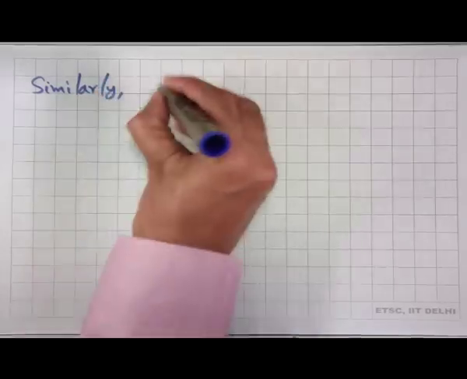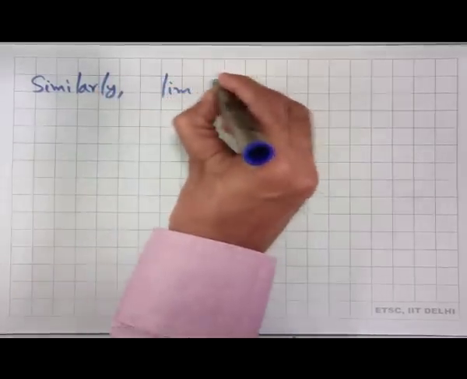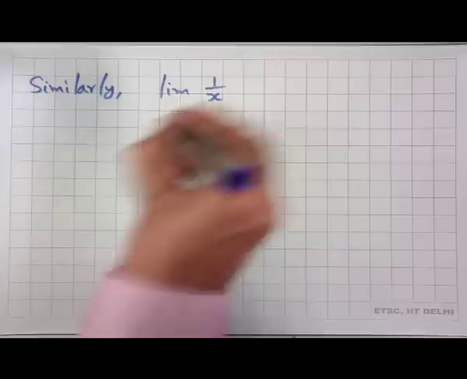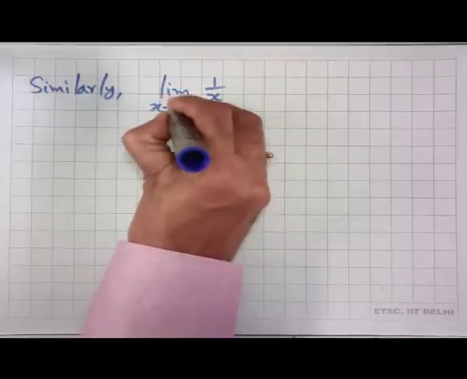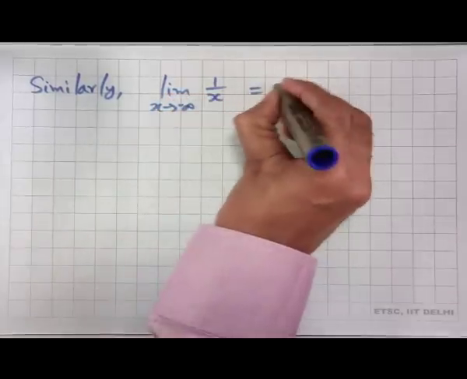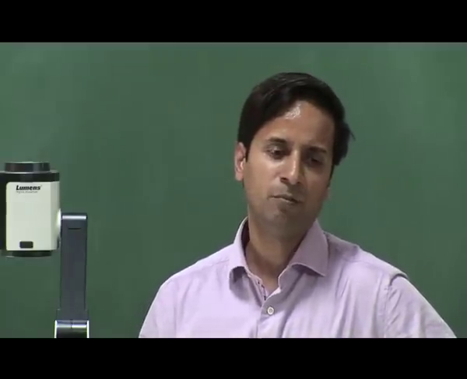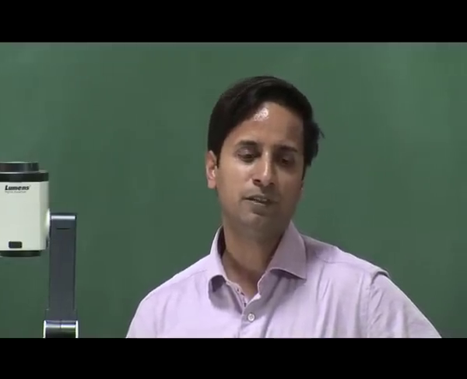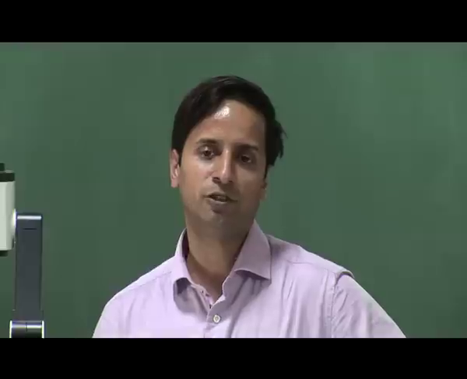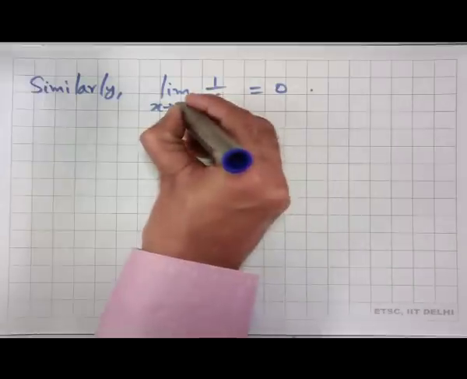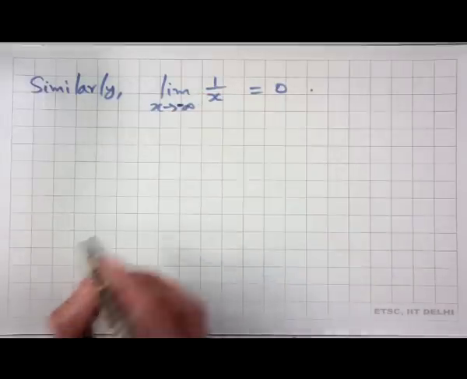Similarly, limit of 1 by x as x goes to negative infinity, this is again 0. Note that if x is a negative real number, then 1 by x is always negative, but then it becomes a smaller and smaller negative. So, it becomes a negative real number, but very close to 0. So, this is also true.